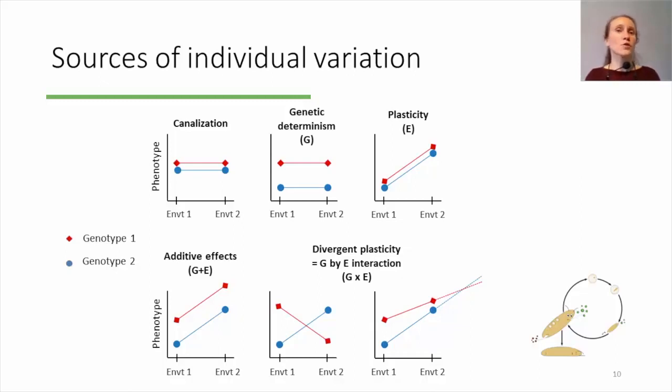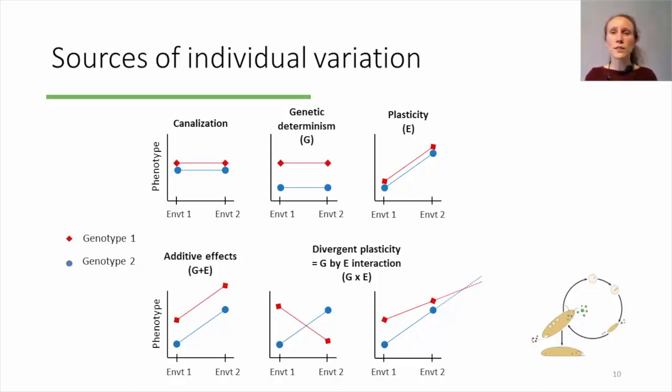Then, for most traits, both genes and environment interplay. They could either act additively, which means that different genotypes will have the same response to the environment, although they will have different levels of the traits. That's what you have at the bottom left. So you can see that the values in a given environment are not the same for the red and the blue genotypes. The red one has a higher value, but their responses to the environment are the same. The two lines are parallel. Okay, so that's what we call an additive effect.